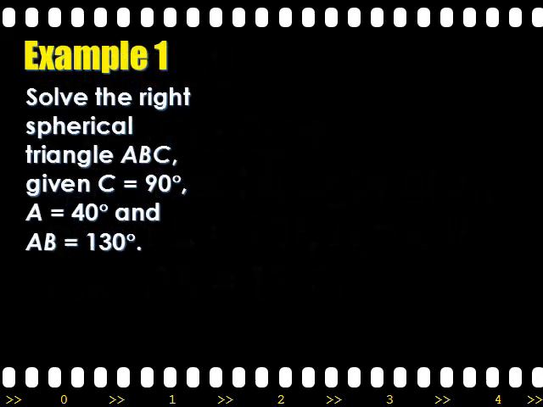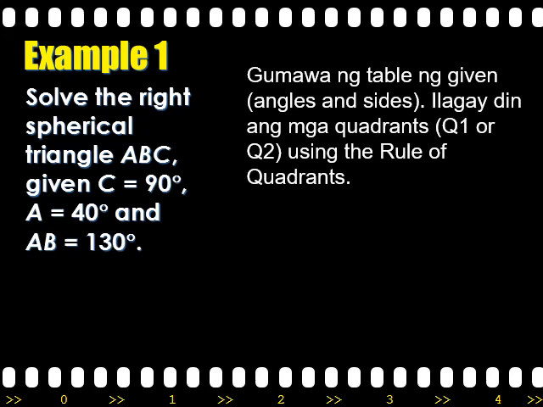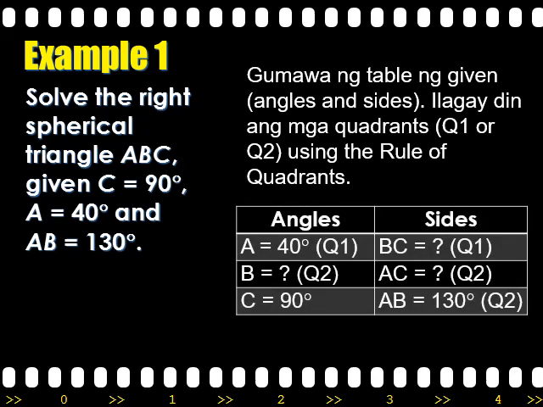So, the first step here, it always helps to make a table first. Okay? So, make a table of the givens, the angles and sides, and then we will also put the quadrants, either Q1 or Q2, using the rule of quadrants. So, for example, like this: angles and then the opposite sides, just like what we did in drawing Napier's pie.